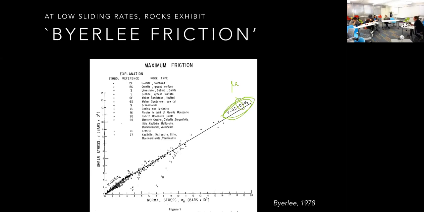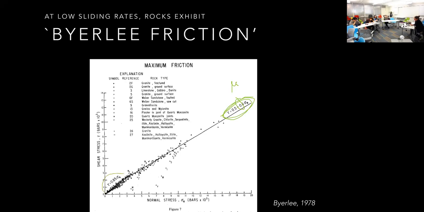That line has a slope of something like 0.6 or 0.7. You see both of them bandied around, and that value is called the Byerlee friction. Like any normal rock, at slow slip speed, 0.6, 0.7, that's Byerlee's law of friction. A couple of things about the details of this plot.